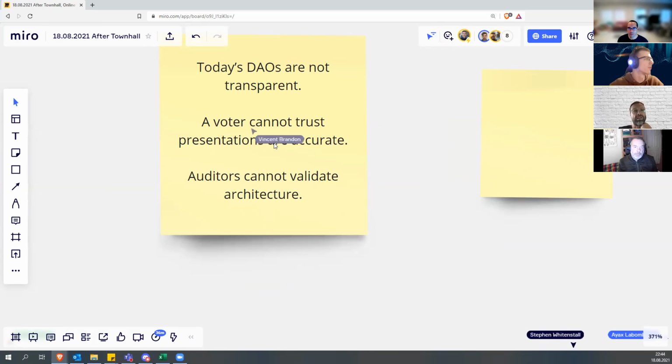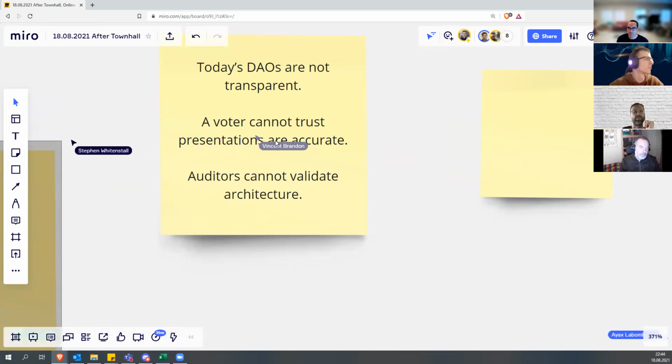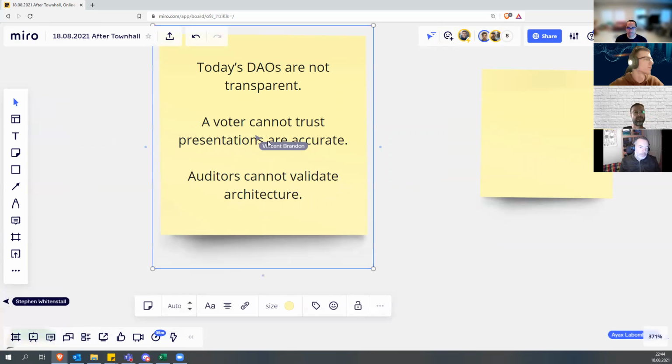Like let's say the white paper of what the DAO is supposed to be. That's the presentation: this is what our DAO is going to do. That's what you mean by presentation. Yeah. I think that might actually be really good. You just cannot trust white papers would probably be a good one.